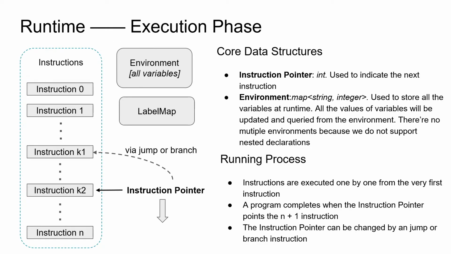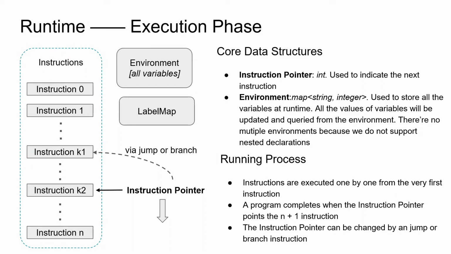When it comes to the execution phase, we have another 2 important core data structures. The first one is the instruction pointer. It's an integer and used to indicate the next instruction we are going to execute. Next is called the environment. It stores all the variables at runtime. All variables will be updated and carried from the environment.